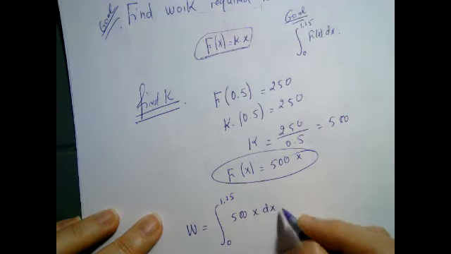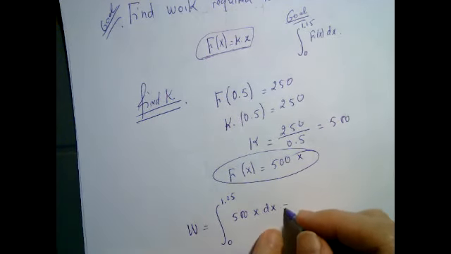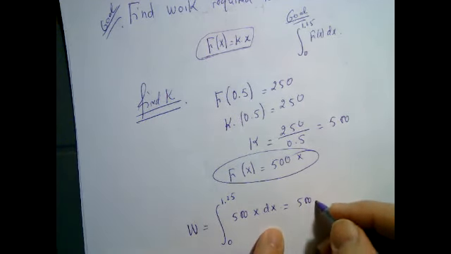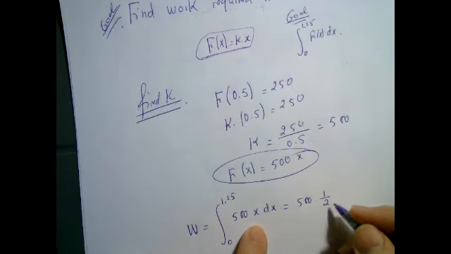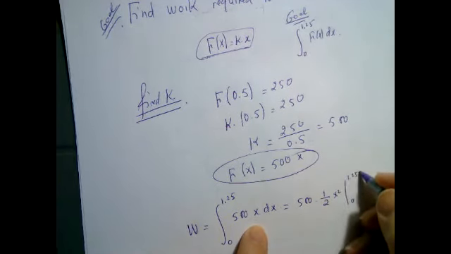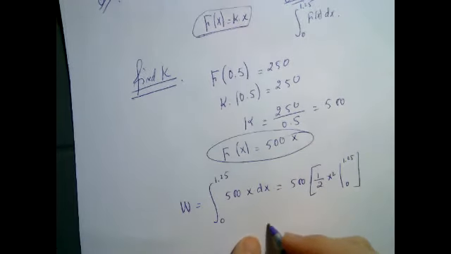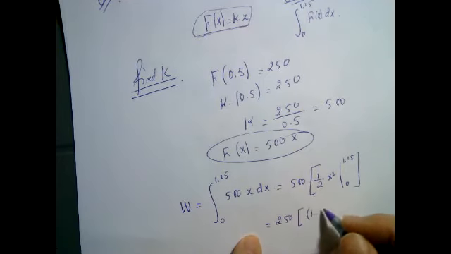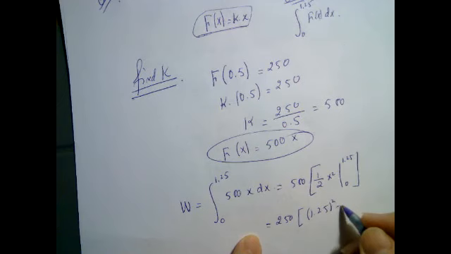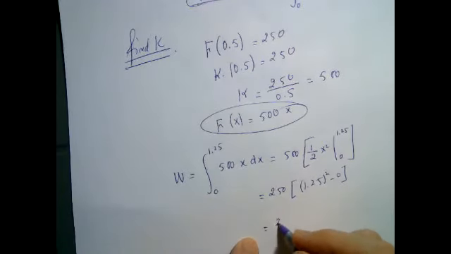500x dx. And now finally, you find the antiderivative. 500 is a constant. The antiderivative of that is a half x squared between 0 and 1.25. A half can be basically pulled out, which is going to give me 250 times 1.25 squared minus 0. And the rest is just simple.